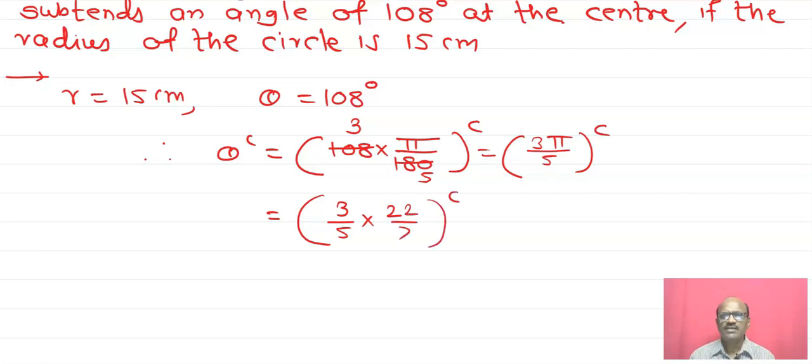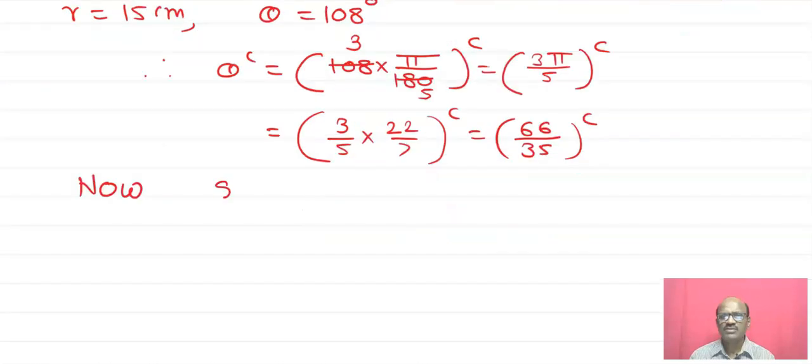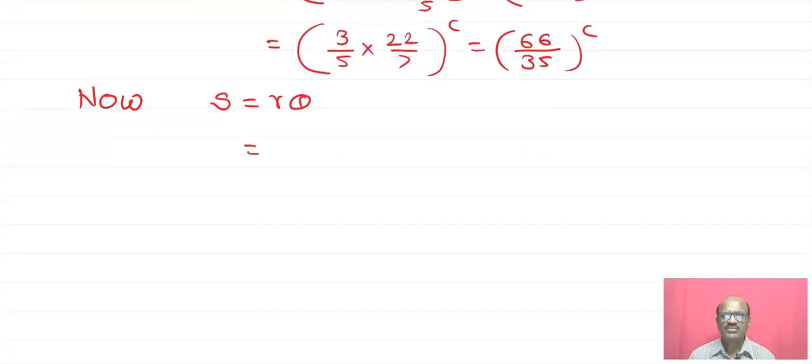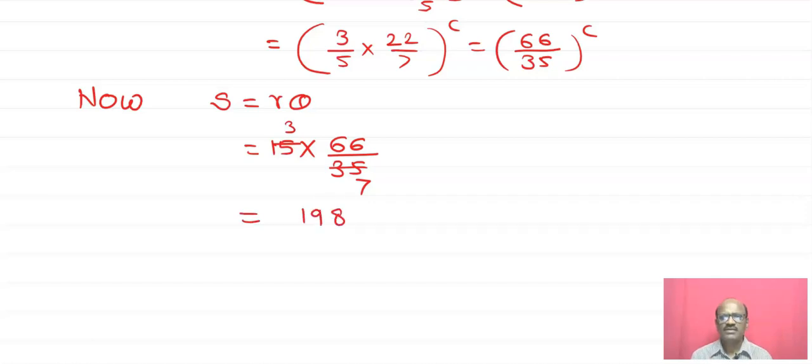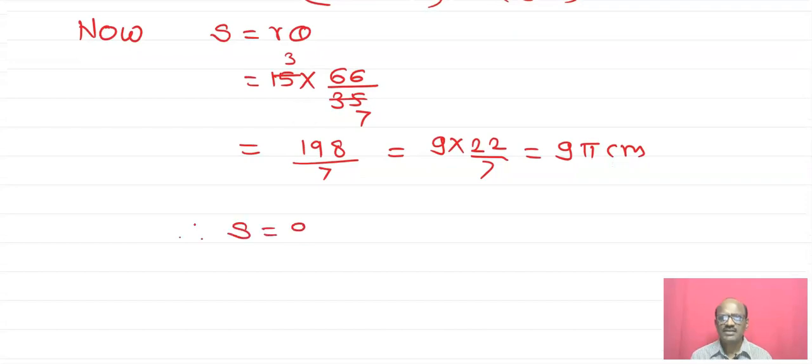Therefore, 3 upon 5 into 22 upon 7 radian is equal to 66 upon 35 radian. And the length of arc, that is S is equal to r theta, that is equal to 15 into 66 upon 35. And therefore the answer is 9 into 22 upon 7, that is equal to 9 pi centimeter.